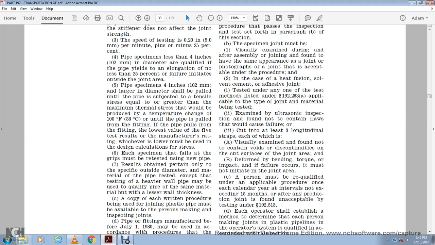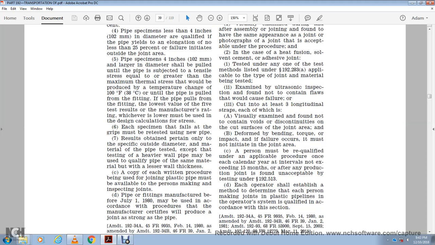Each specimen that fails at the grip must be retested. The test results obtained pertain only to the specific outside diameter and material of the pipe tested, except that testing heavier wall pipe may be used in qualifying the same pipe of the same material but lesser wall thickness. A copy of each written procedure being used for joining plastic pipe must be available to the person making and inspecting the joints. Pipe fittings manufactured before July 1st, 1980 may be used in accordance with the procedure that the manufacturer certifies will produce a joint as strong as the pipe.